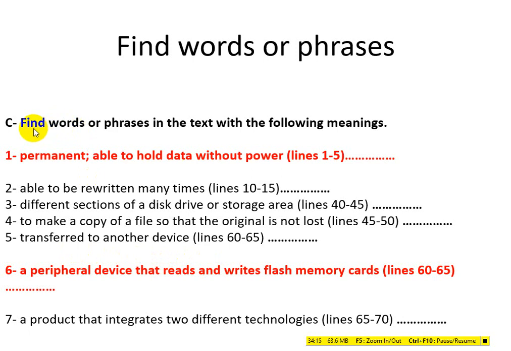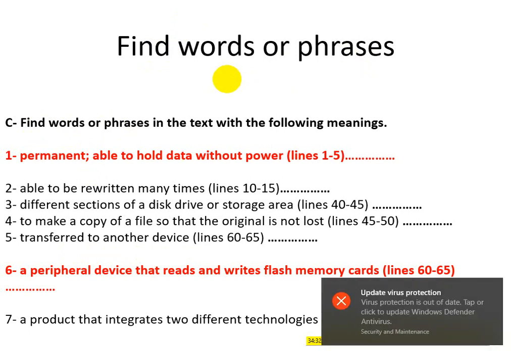Okay, again, find words and phrases. What he wants you to find here is basically words. For instance, permanent, able to hold data without power. This is what I was talking about earlier.